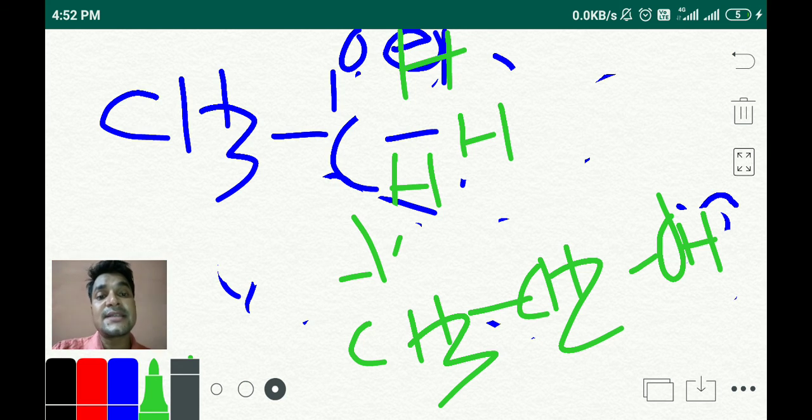All these reduction procedures, by the help of hydrogen with nickel, palladium, or platinum, or lithium aluminum hydride, or sodium borohydride, or sodium and ethanol, actually reduce aldehydes and ketones to the corresponding alcohol.